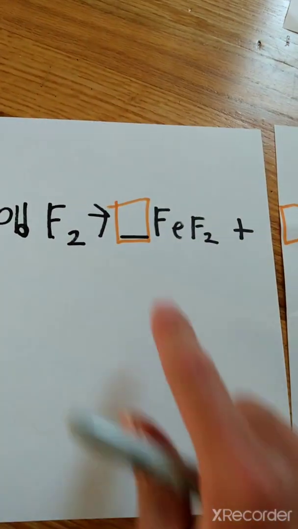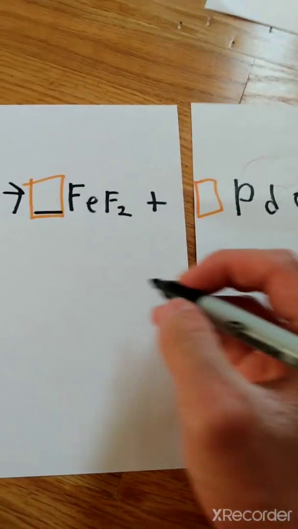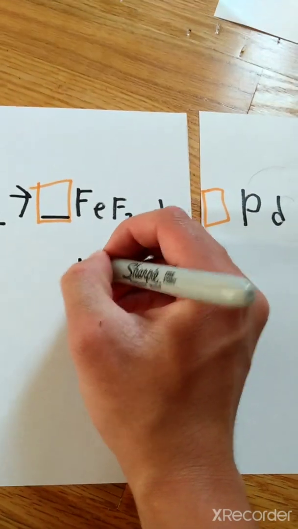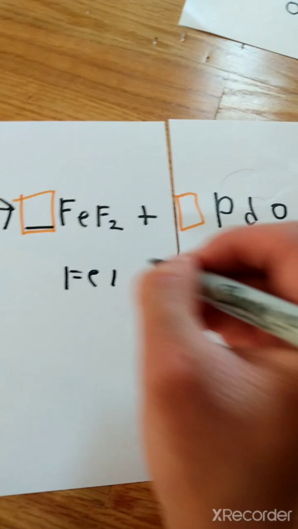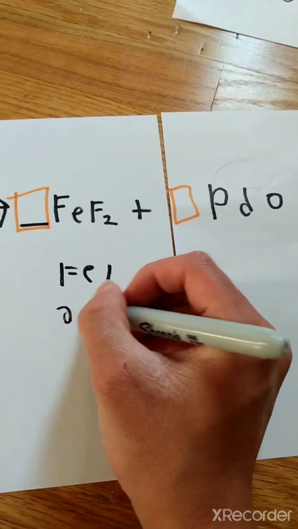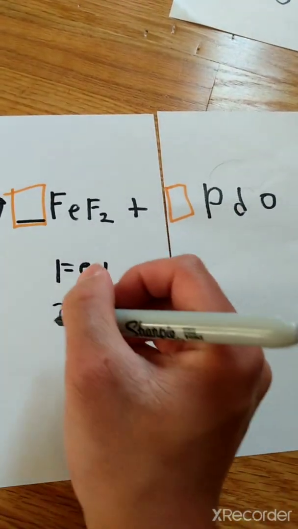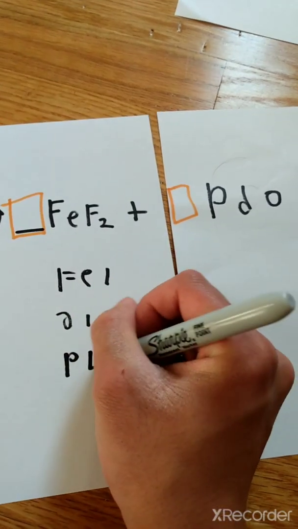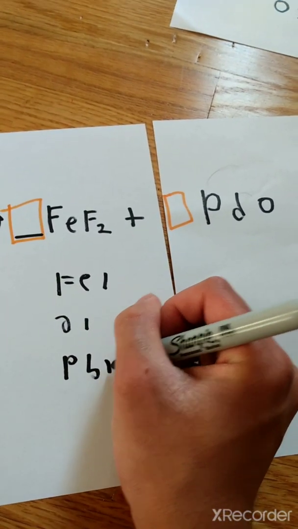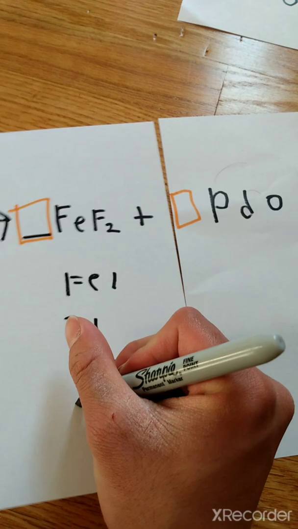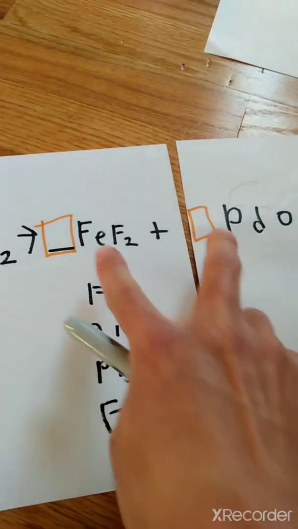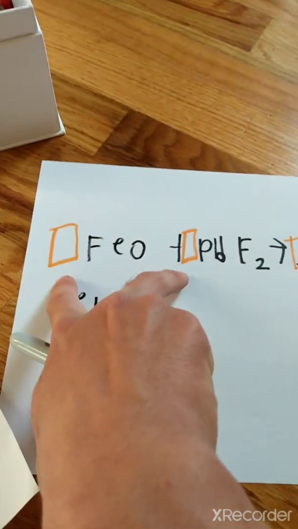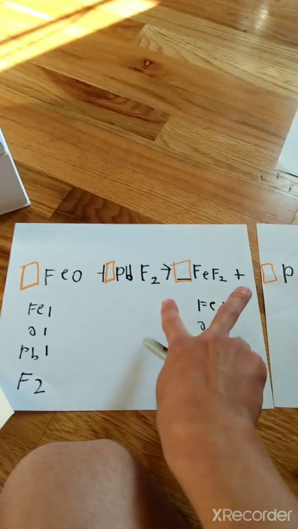On the other side, behind that arrow, we're going to do the same thing to make sure they're balanced. Iron, Fe, is going to be 1. Oxygen is going to be 1. Pb, or lead, is going to be 1. And fluorine is going to be 2. So we're going to try and balance these by putting a coefficient in them.